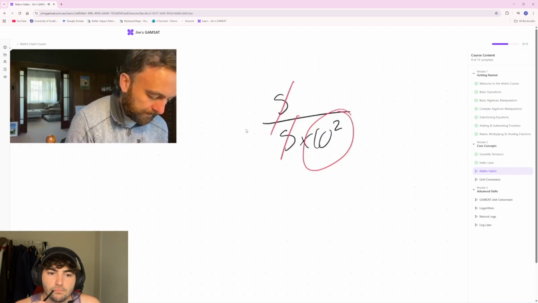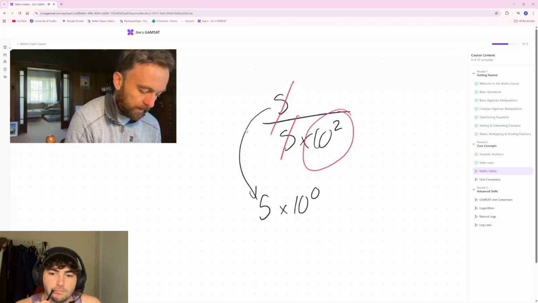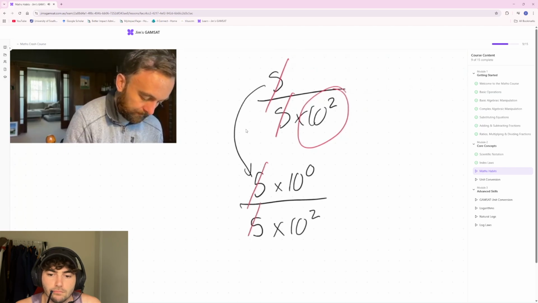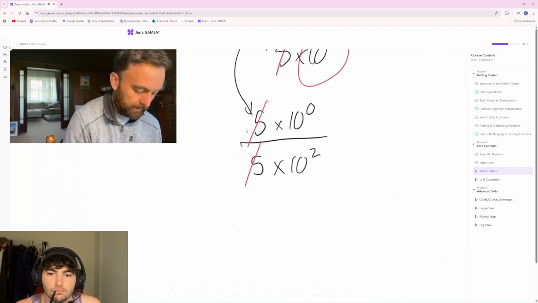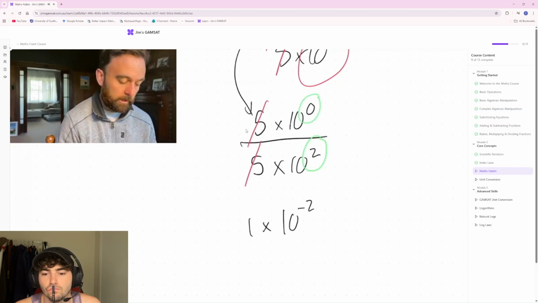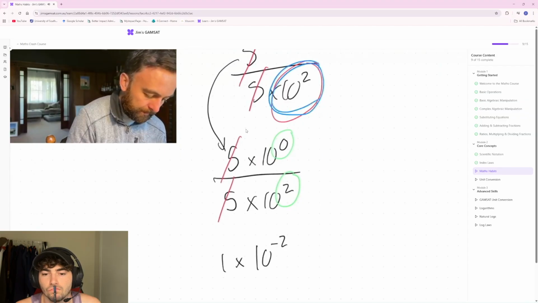So if we had represented both numbers in scientific notation, this one would become 5 times 10 to the 0, because 10 to the 0 is just 1, divided by 5 times 10 to the 2. Now you can see here that these 5s can still cancel off, be my guest, nothing wrong with that, but now you see that we have 0 minus 2, so this answer will actually be 10 to the -2, 1 times 10 to the -2. So if you think about that, this is a really bad mistake to make.